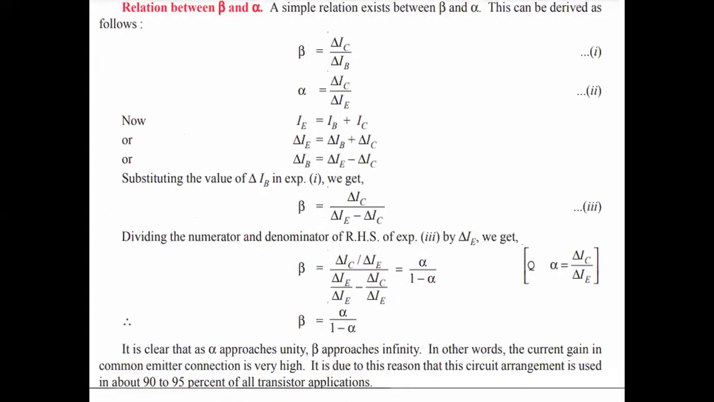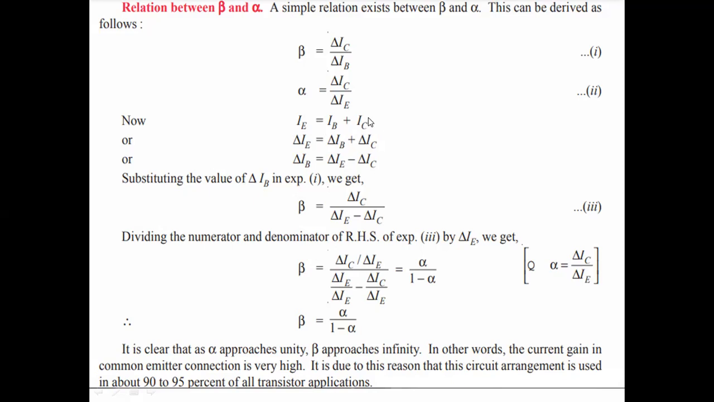And the relation between beta and alpha. We have to relate the alpha from the common base configuration and the beta from the common emitter configuration. Beta is equal to delta IC by delta IB, whereas alpha is equal to delta IC by delta IE. And we know that IE is equal to IB plus IC, from the transistor currents equation we have seen in the previous slides.